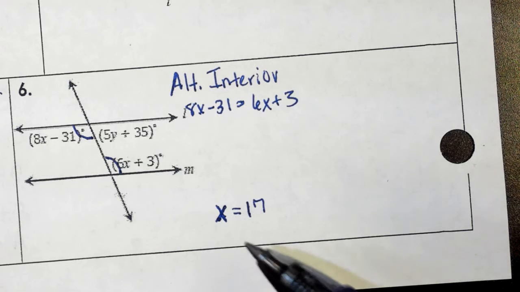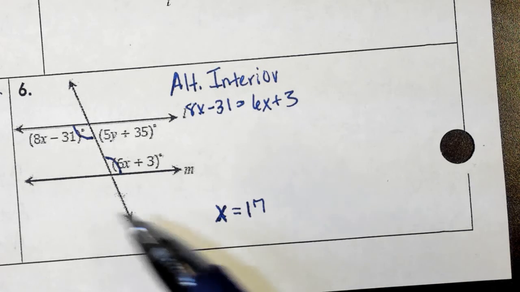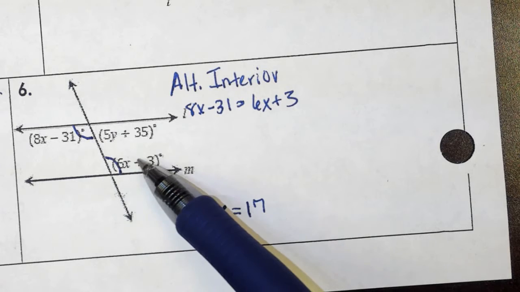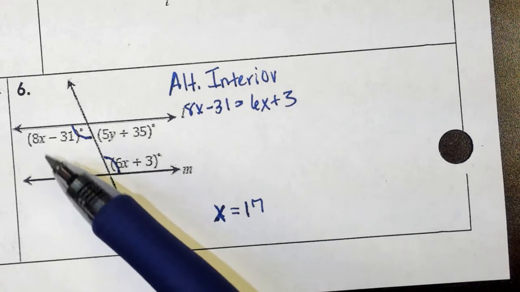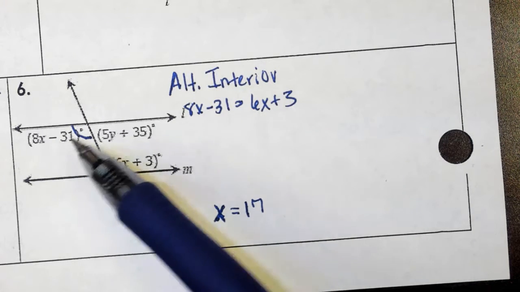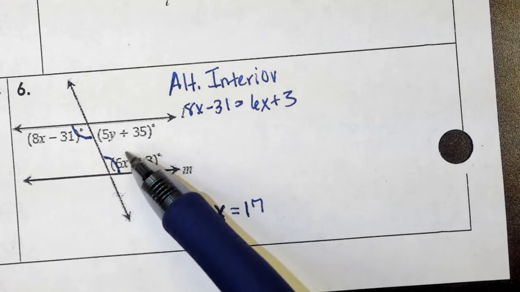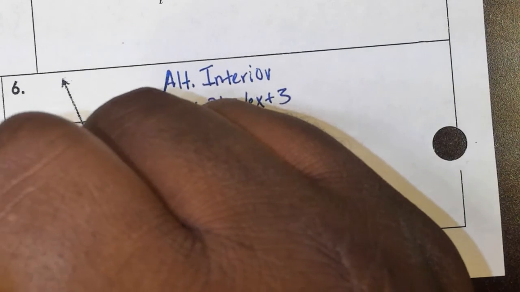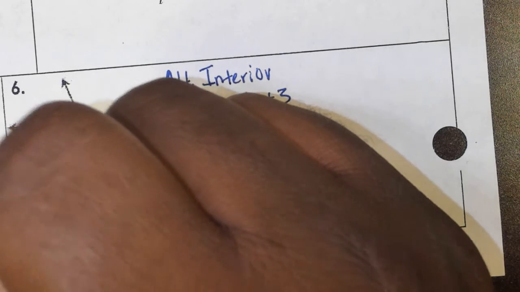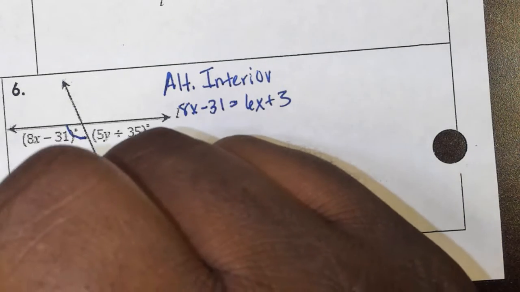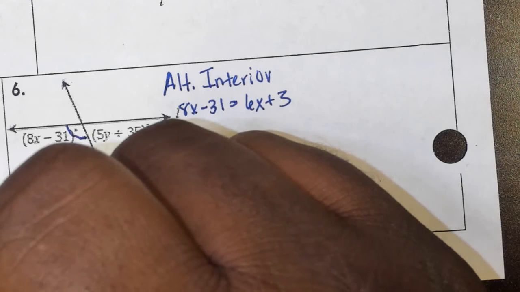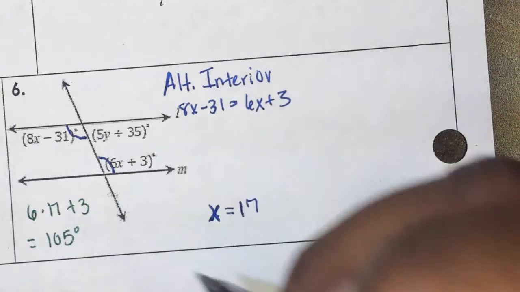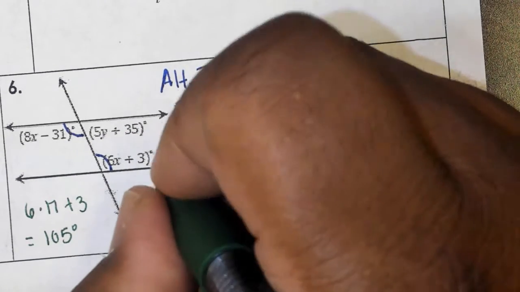So I always pick my easier expression to plug back into. Like if stuff is congruent, for example, I would do the 6x plus 3. This one got 8x minus 31. I don't want to deal with them minus 31. I'm going to just do 6x plus 3. So that's the one I'm going to plug back in for and find the value of that angle. So I'm going to say 6 times 17 plus 3. That's going to give you 105, it should. 102 plus 3, yeah.